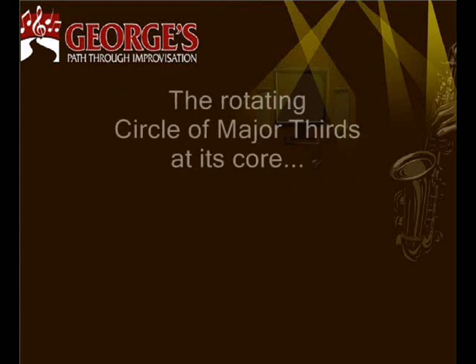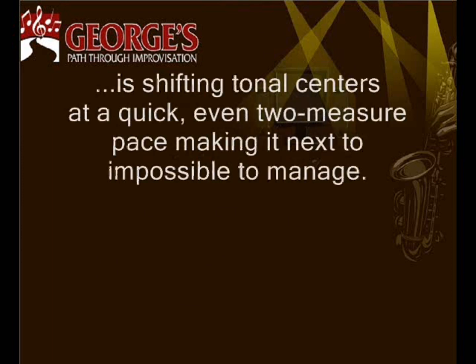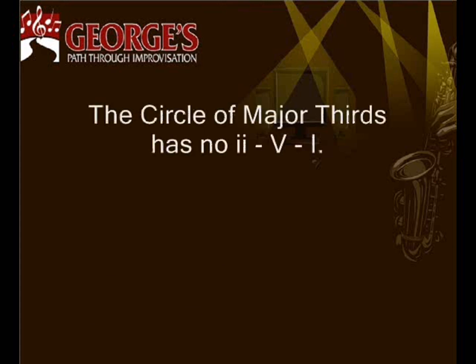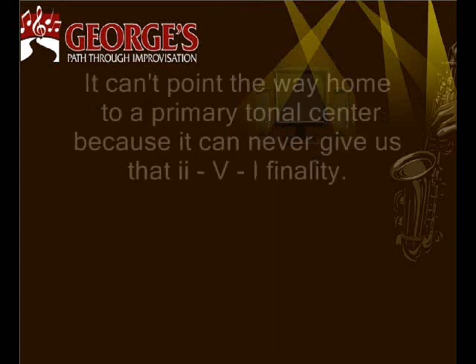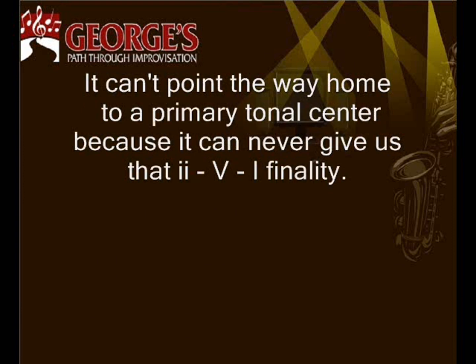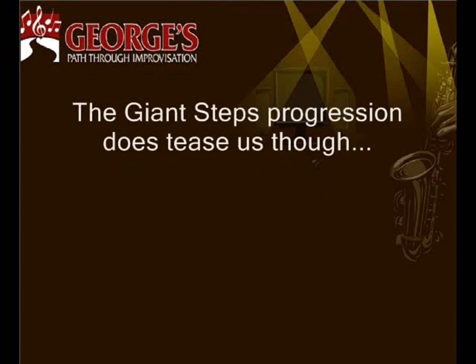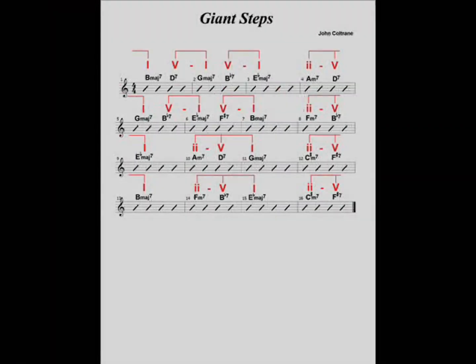The first is that the rotating circle of major thirds at its core is shifting tonal centers at a quick, even 2-measure pace, making it next to impossible to manage. And the second is that the circle of major thirds has no 2, 5, 1. It can't point the way home to a primary tonal center because it can never give us that 2, 5, 1 finality. The Giant Steps progression does tease us, though, with those 5, 1 and 2, 5, 1 insertions.